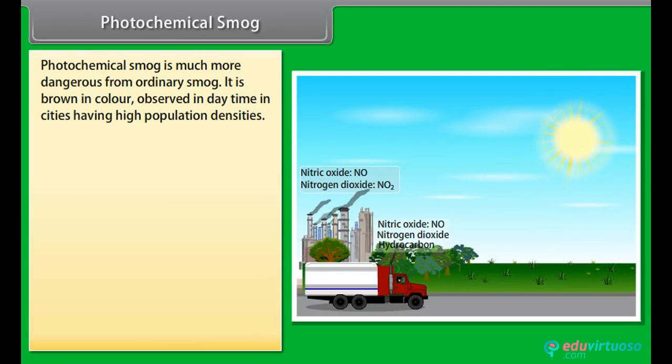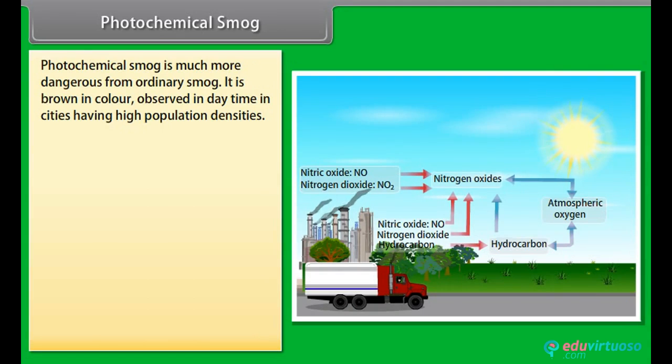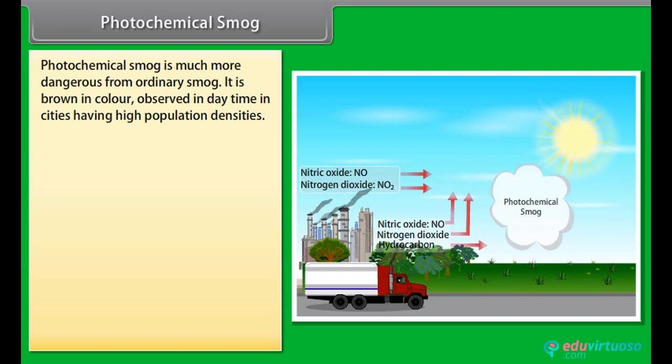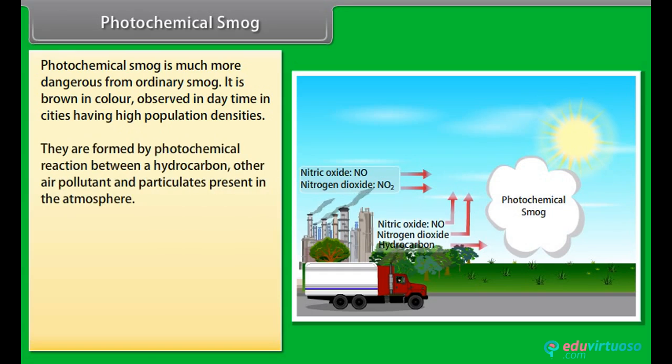Photochemical smog. Photochemical smog is much more dangerous than ordinary smog. It is brown in color and observed in the daytime in cities having high population densities. It is formed by a photochemical reaction between hydrocarbons, other air pollutants and particulates present in the atmosphere.